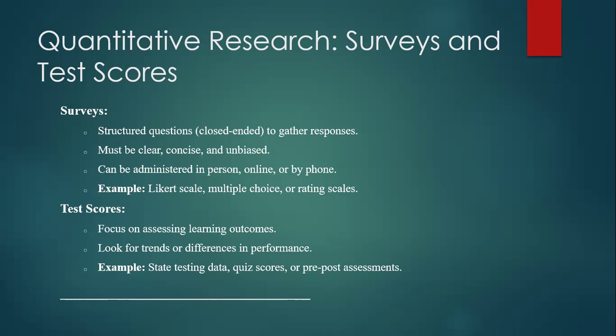Test scores focus on assessing learning outcomes. They look for trends or differences in performance. An example would be state testing data, quiz scores, or pre and post assessments. Sometimes you will find these already within state records or federal publications that have been put out, and you can use the scores that have already been collected for your analysis.